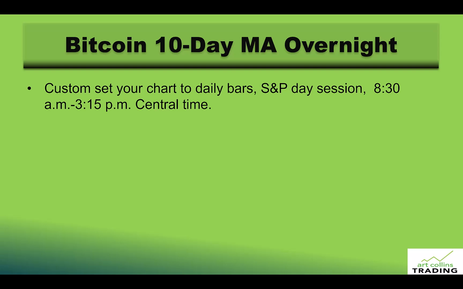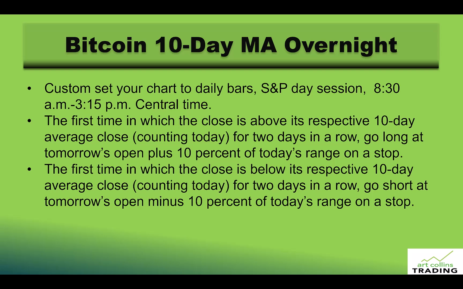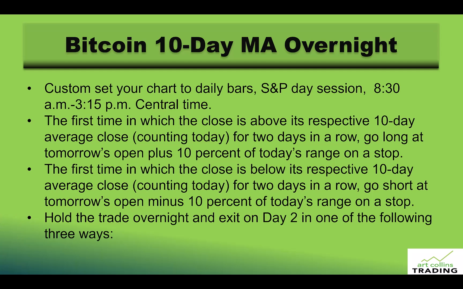All right, so here's the rules. Custom set your chart to daily bars, day session, 8:30 a.m. to 3:15 p.m. Central Time. The first time in which the close is above its respective 10-day average close, counting today, for 2 days in a row, go long at tomorrow's open plus 10% of today's range on a stop. The first time in which the close is below its respective 10-day average close for 2 days in a row, go short at tomorrow's open minus 10% of today's range on a stop.